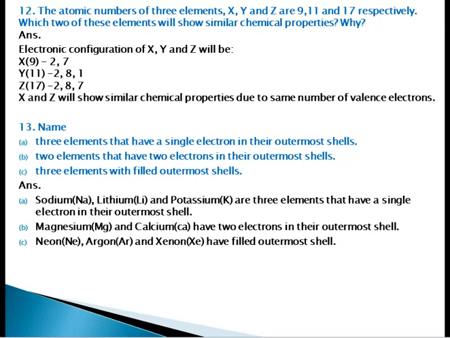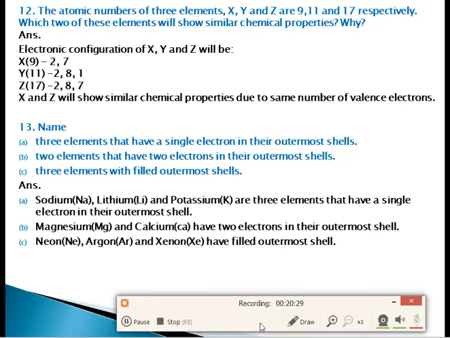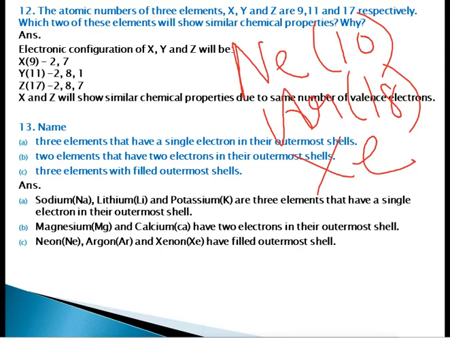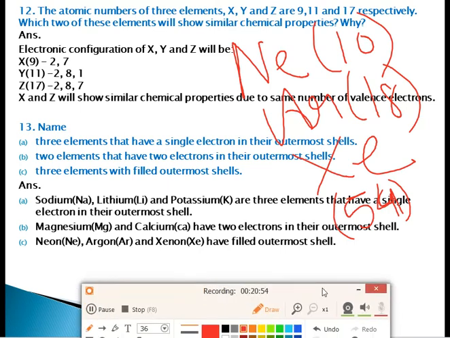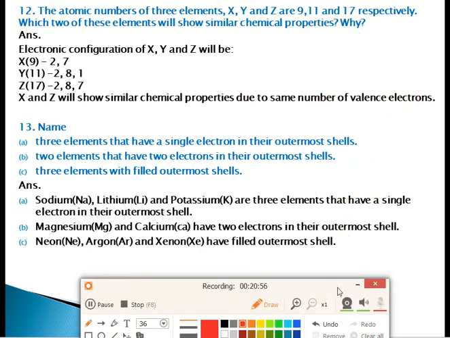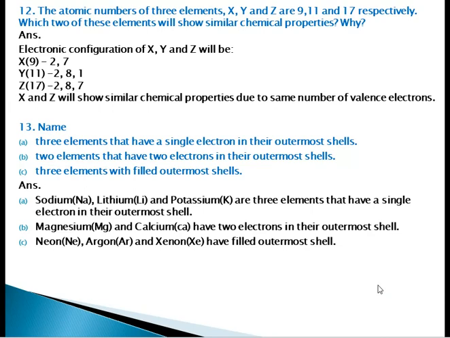Now let's discuss question number 12 and 13. If we talk about all the noble gases or inert gases, all the elements have filled outermost shells, whether it is helium, neon, argon, xenon, radon, krypton. So you can write any of the noble gases in that. With this, we have finished all the questions of your chapter number 5.